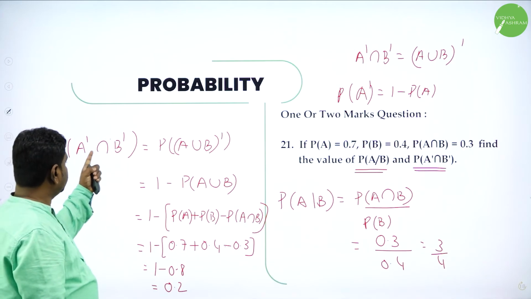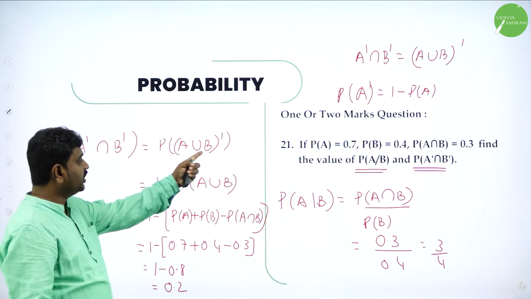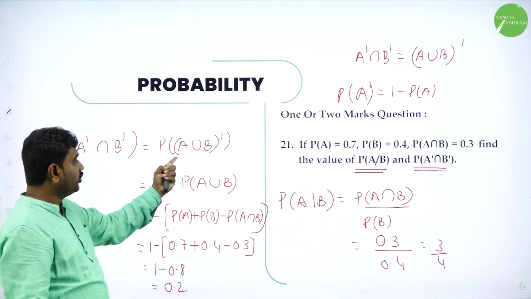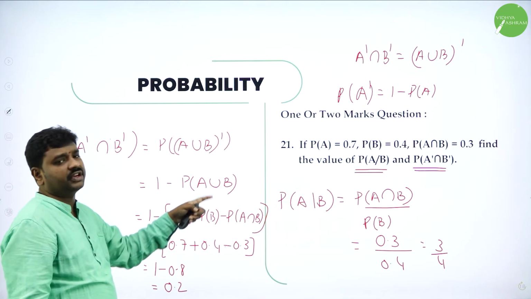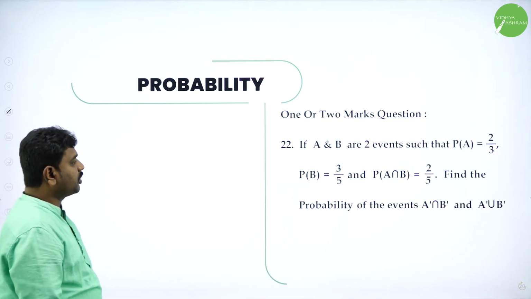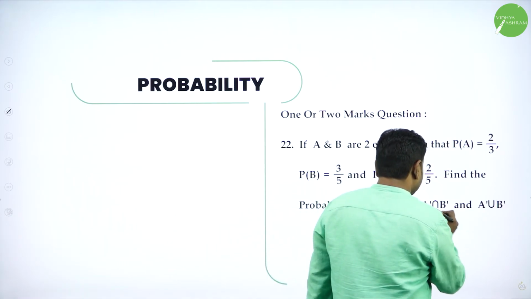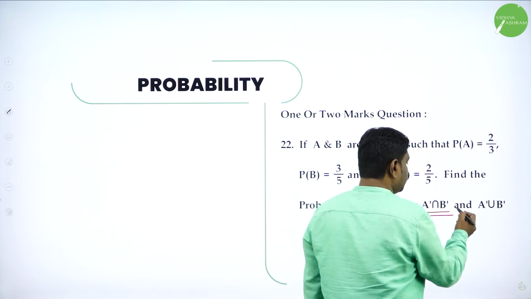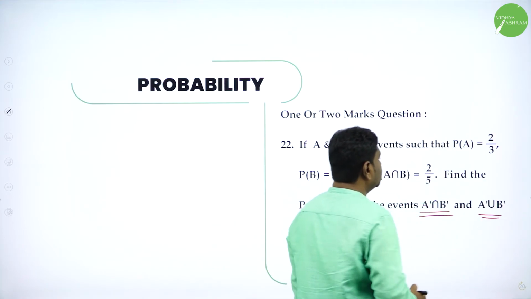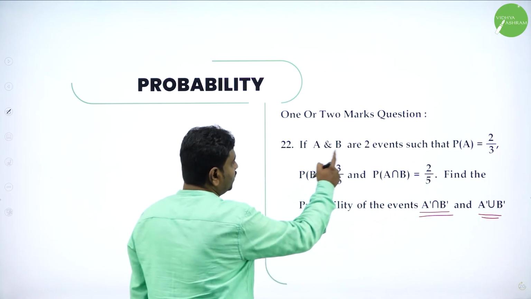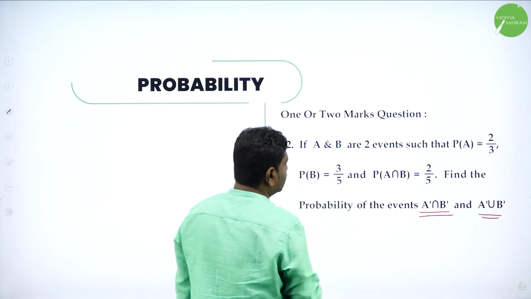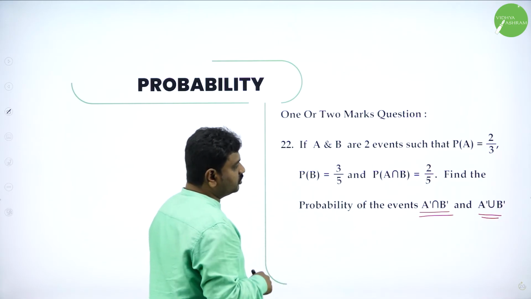What is A dash intersection B dash? A union B the whole dash, and A union B the whole dash can be written as 1 minus P of A union B. So similarly, one more problem we have here. They'll ask you to find A dash complement, A dash intersection B dash and A dash union B dash. So you have to use De Morgan's laws, and they give P of A, P of B, P of A intersection B. First, P of A union B we will also get.